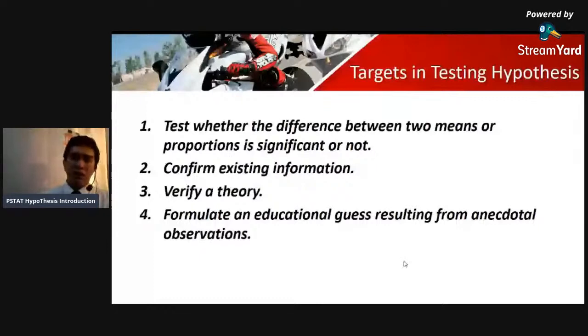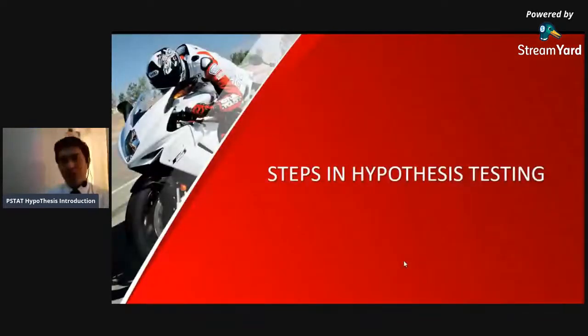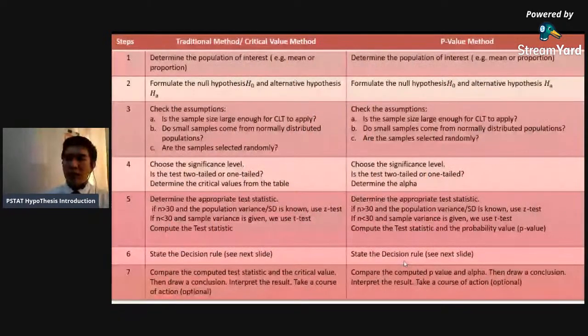In this section on hypothesis testing, I presented two methods, the traditional and the p-value method. I have here seven steps, but once you already know the process or you have mastered the procedure, you can shorten the seven steps. In your activity you should do all seven steps, but when you are doing the actual work, you can simplify this.